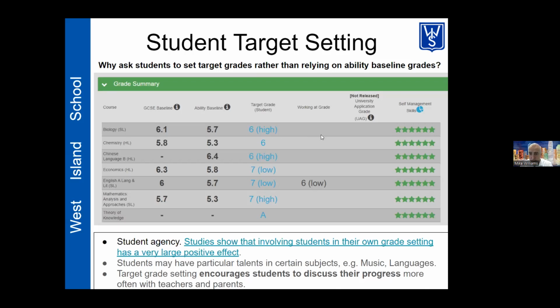Yeah, but I say, don't be surprised if that UAG is the same as the working at grade, because we've got to be honest as teachers to give an honest perspective of what we think students will get at the end of the course. So it's important these working at grades, when they first go in, that the students are working hard to get these grades.